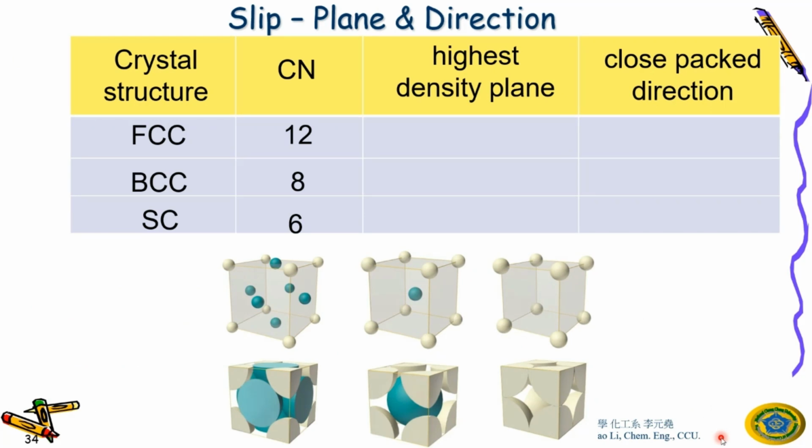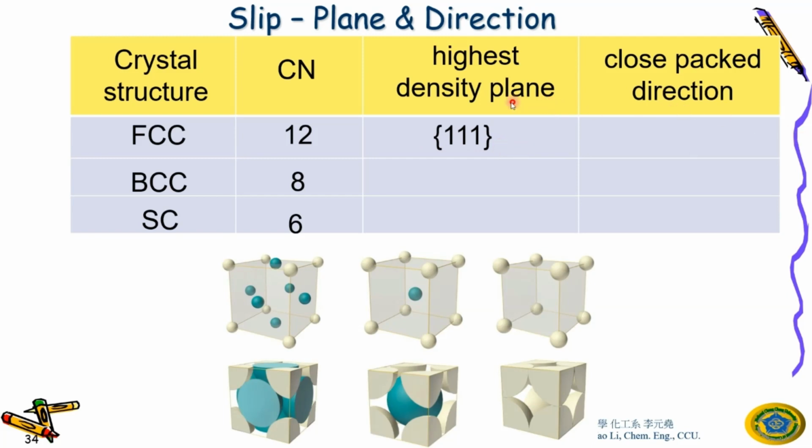Okay, so this is an example for you to understand. Here for the crystal structure FCC, CN is what? Coordination number. You have a coordination number of 12, right? For example, this one has 12 neighbors, right? BCC has 8 neighbor atoms. SC has what? 6 neighbor atoms. So the highest density plane for FCC, as we just told you, is 111. Right? This is a family. You have how many members of the family here?